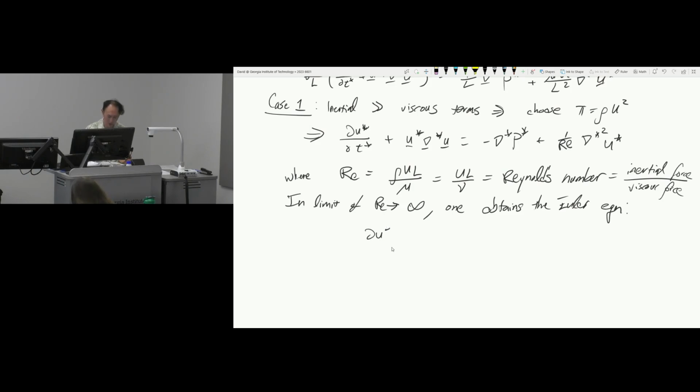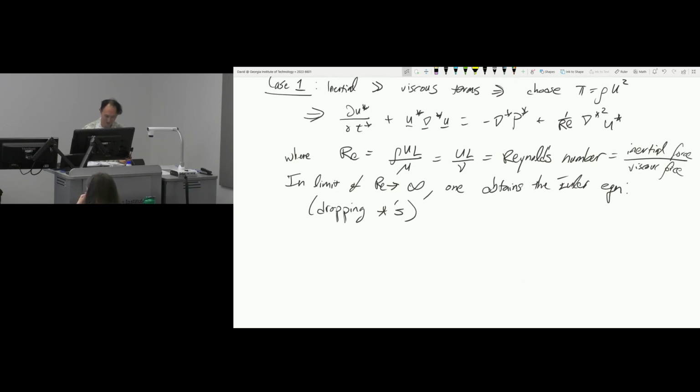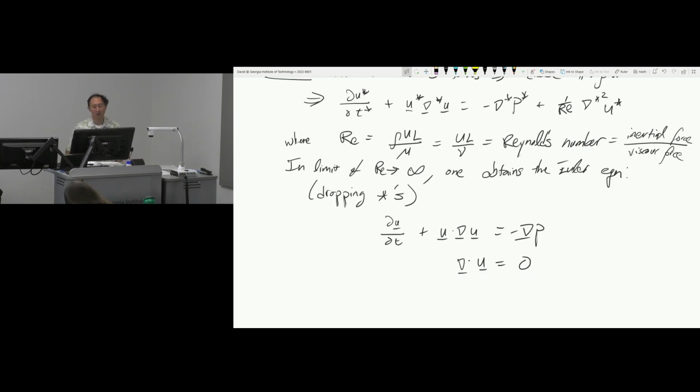I'm going to start dropping the stars. This is getting annoying. Unfortunately, this is what a lot of fluid mechanics papers do. They start dropping the stars, and you just assume what you're seeing is dimensionless. Okay, these are the Euler equations. We will get back to these in a later problem set when we do complex potentials.